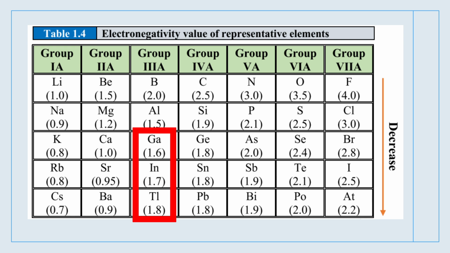Now, this is the S and P block. As we move down the group, the electronegativity values are decreasing. But in group 3A of the P block, we have an exception. The electronegativity was supposed to decrease, but here it is increasing. It means there is an irregularity, an exceptional case, so there must be a reason behind it. So now let's study the reason for this exception in the P block of the third group.